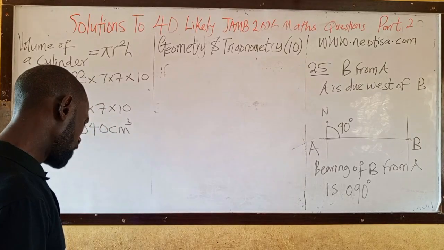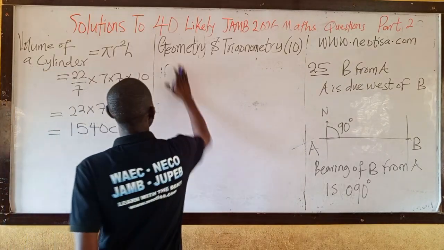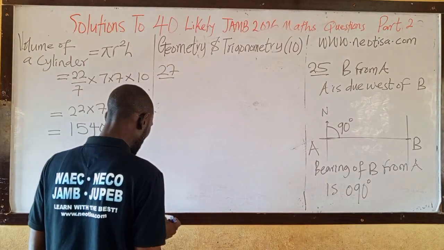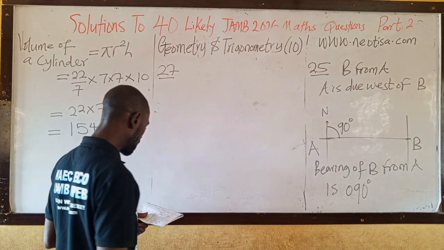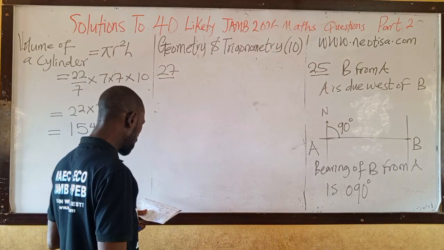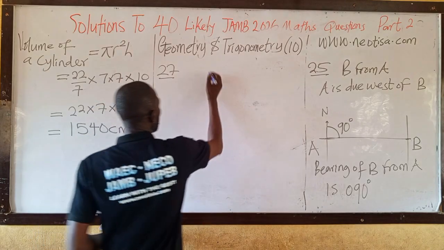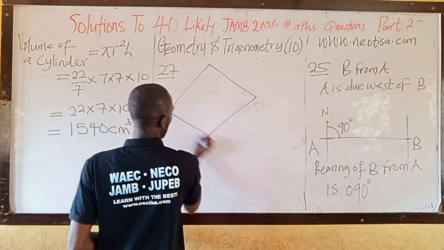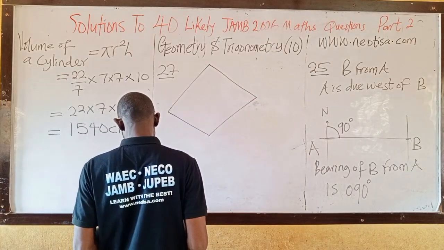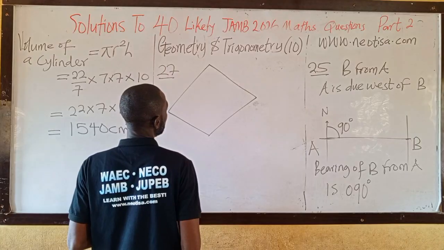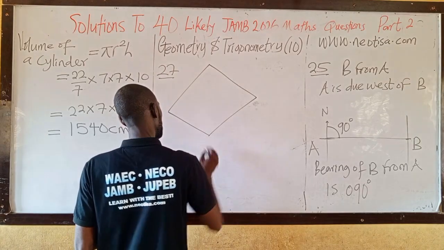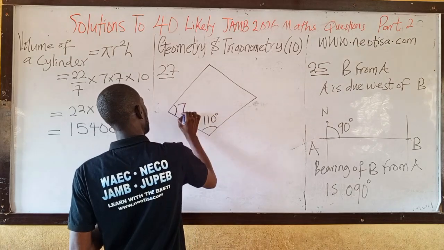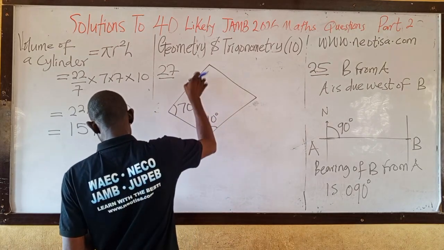Two angles of a quadrilateral are 70 degrees and 110 degrees. The other two are equal. Find each. The quadrilateral is a four-sided shape. So I have this, this, this, and this. Two angles are 70 and 110, so here 110, here 70. The remaining two are equal.